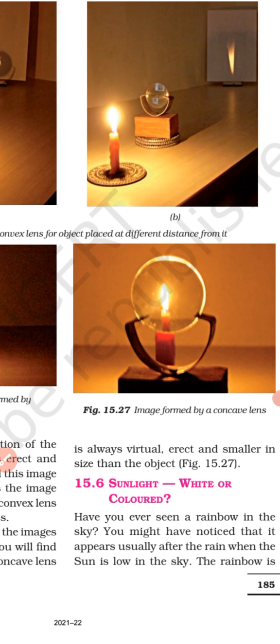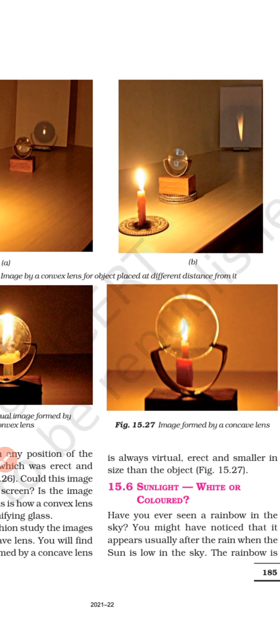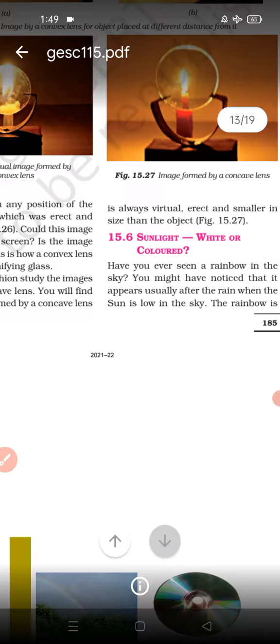And with this, I will conclude the video. The last topic left from the chapter Light is sunlight, white or colored. We'll discuss this in the next video.